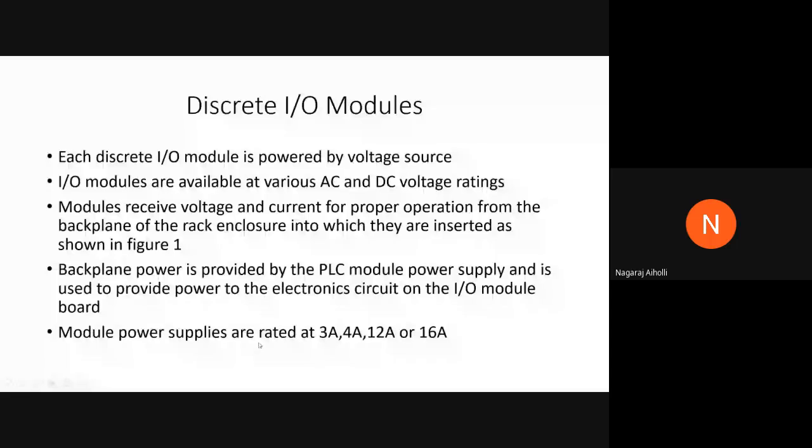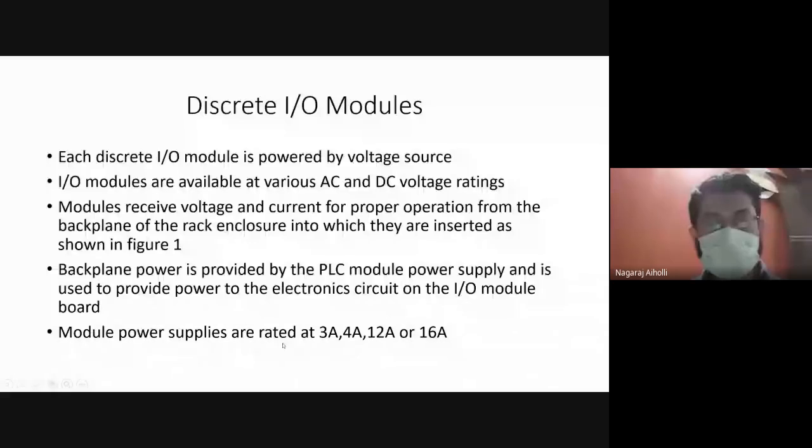Which are the different module power supplies? The module power supplies are rated at, what is the rating? That is the specification of the power supplies of the PLCs. They have specifications of 3 ampere, 4 ampere, 12 ampere or 16 ampere. What is the meaning of 3 ampere? Maximum 3 ampere current can flow in the circuit. If it is a 16 ampere power supply module, then the maximum current that can flow in that module is 16 ampere.